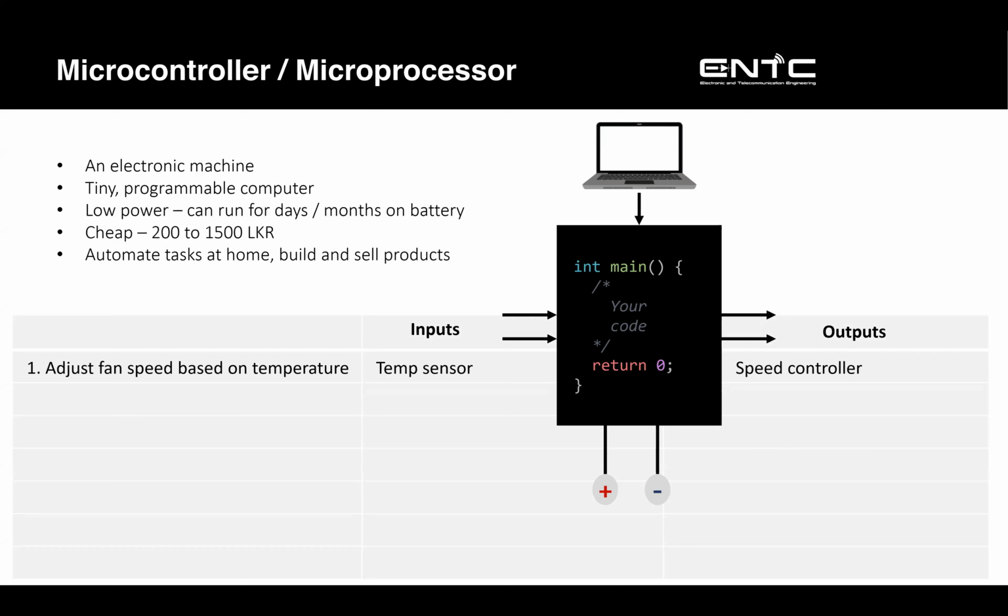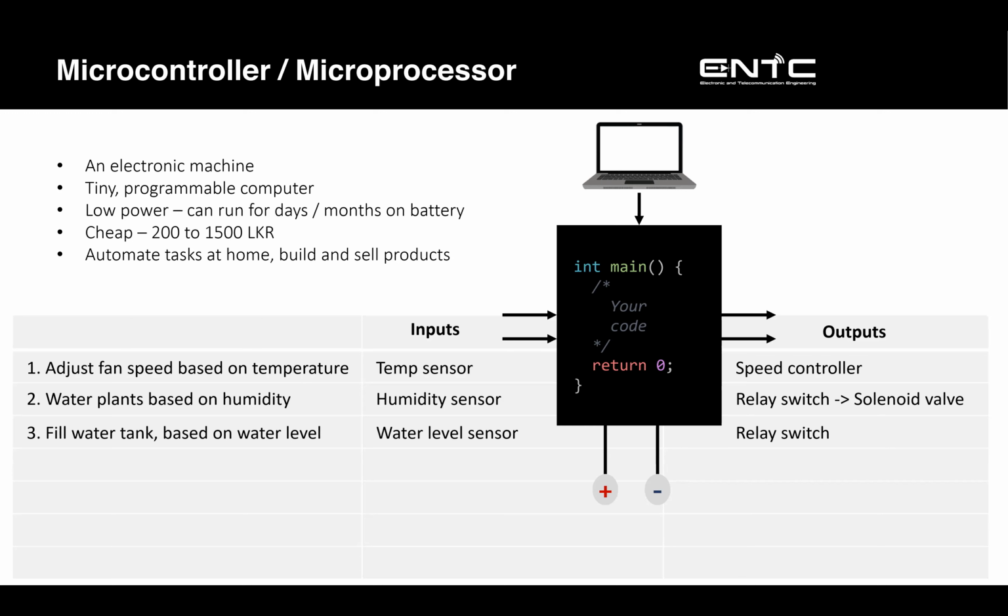For example, if you want to adjust a fan speed automatically based on temperature: if it's too hot, you want the fan to go fast, and if it is too cold, you want to reduce or stop the fan. For that, the input will be a temperature sensor and the output will be a speed controller connected to the fan. The second one, if you want to water your plants in the garden, then the input is a humidity sensor. You check whether the land is dry and stuff like that. And the output is a relay switch, which opens up a valve, right?